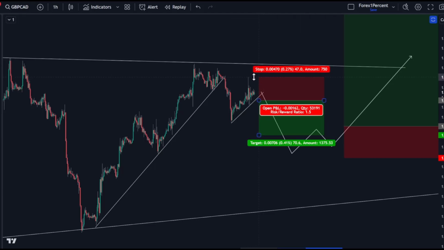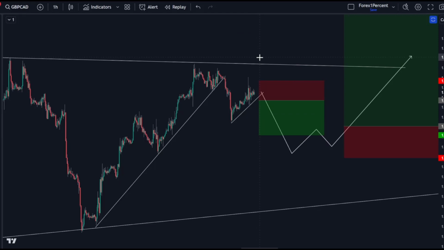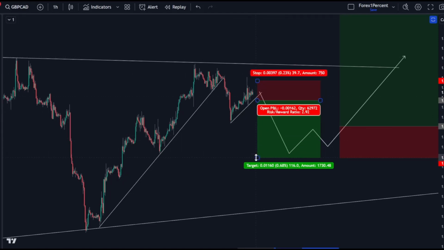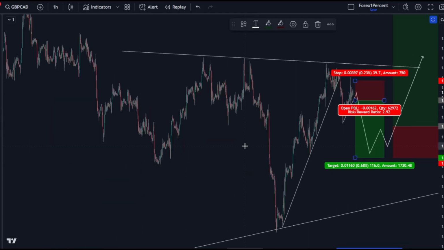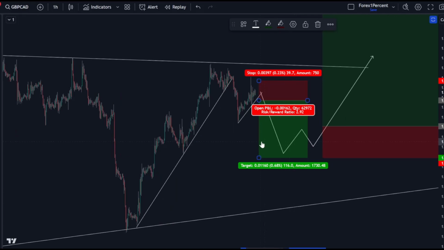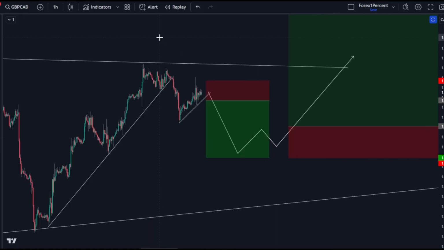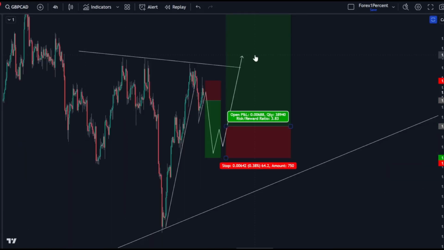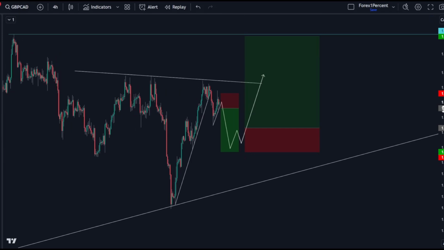You could do it above this high, but this wick might be different depending on what broker you have. But stop loss somewhere above this high, and then I'd be targeting somewhere along this level over here to match this right shoulder level. So definitely looking at a high probability setup here going into the week on GBP CAD. But let's keep it moving here.